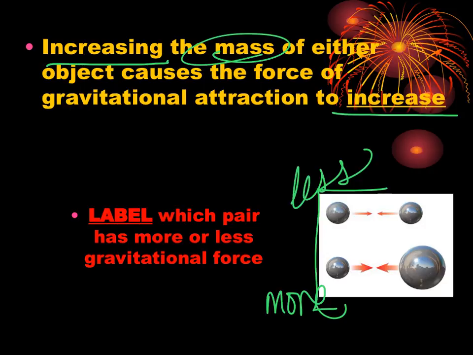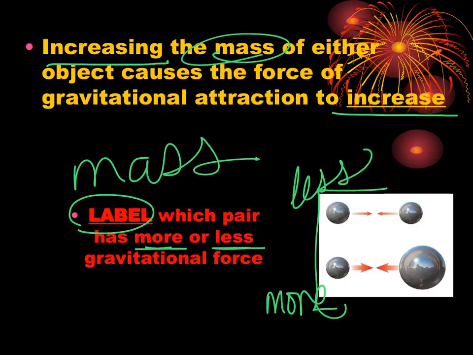Okay? So when we're thinking about the relationship between gravity and mass, the larger the mass, the larger the gravitational force. And that just works with general objects too. So again, you have the pair down there to label which pair has more, which pair has less gravitational force based on the factor of mass.